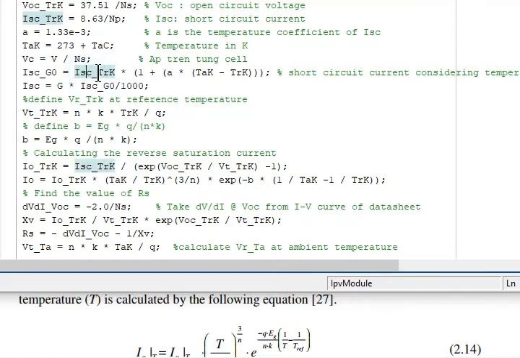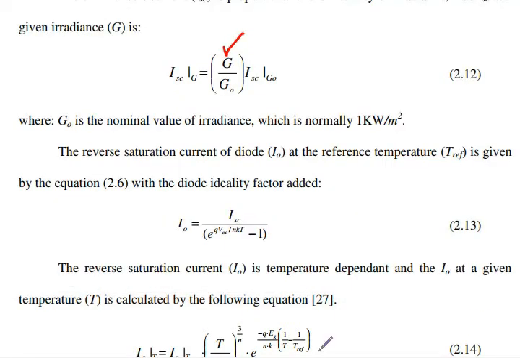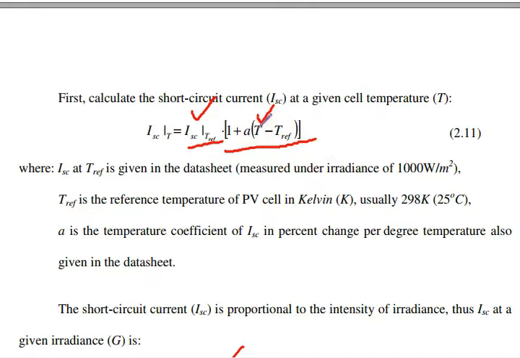That's the photovoltaic current for a single cell calculated from the data sheet. This one is taken from the data sheet divided by the parallel cells, and multiplied by 1 plus alpha into (T ambient minus T reference) as given here. This is T ambient temperature minus T reference temperature.